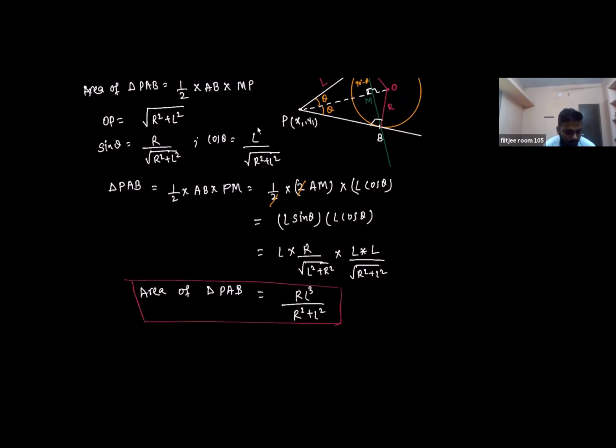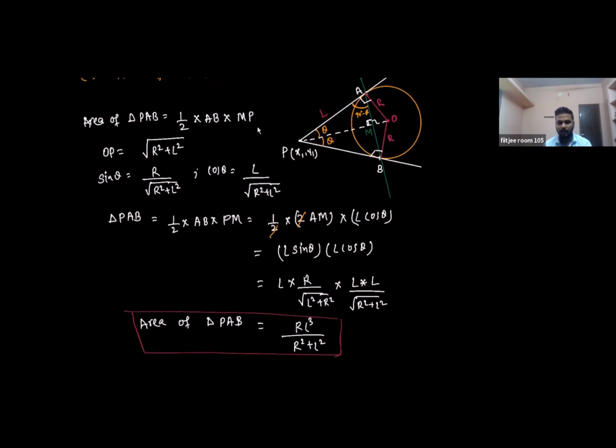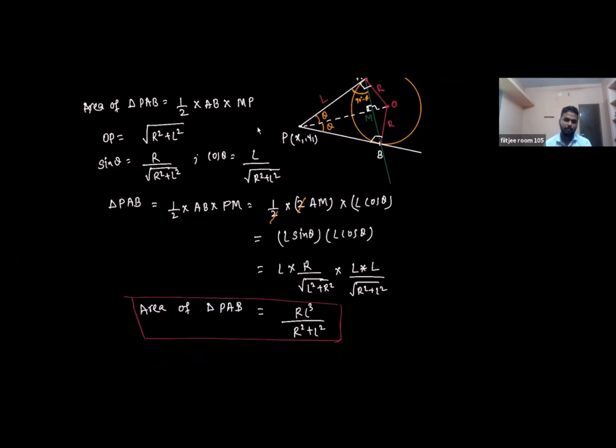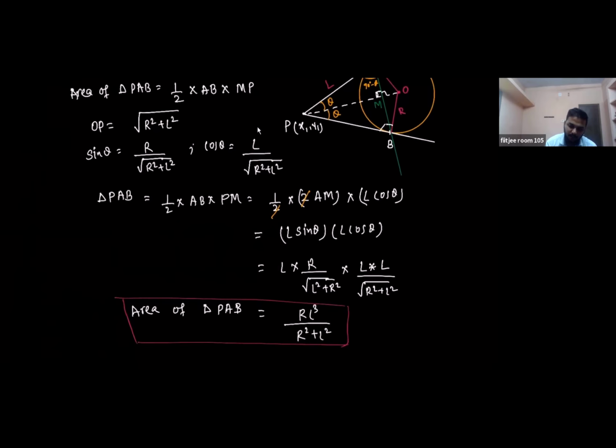Yeah, Srinivas is getting the correct answer. Very good. RL cube divided by R square plus L square. So you have got answers to two questions. First of all, length of chord of contact. What's the length? 2RL divided by square root of R square plus L square. Next, the area of the triangle formed by chord of contact and tangents is RL cube divided by R square plus L square. Okay. Next you can just write down the next point.